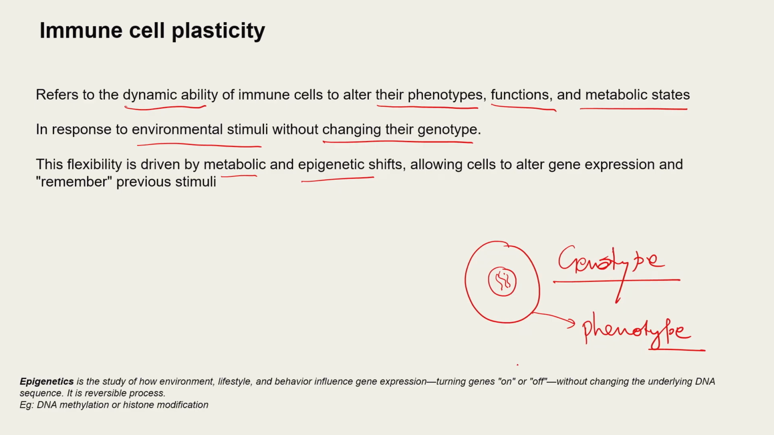Now epigenetic shifts, the definition is given at the bottom. Epigenetics is the study of how environment, lifestyle and behavior influence gene expression, whether the gene expression is turned on or turned off, without changing the underlying DNA sequence, which is the genotype. So basically epigenetics is the study where gene expression is turned on or off based on environmental stimuli, and the two classical examples are DNA methylation and histone modification.